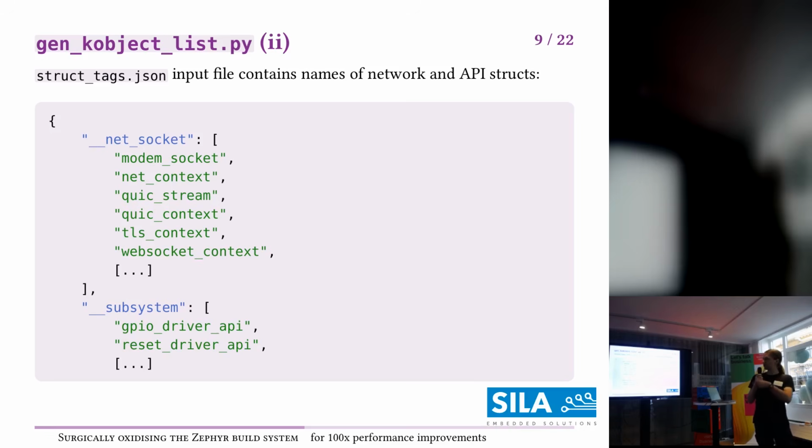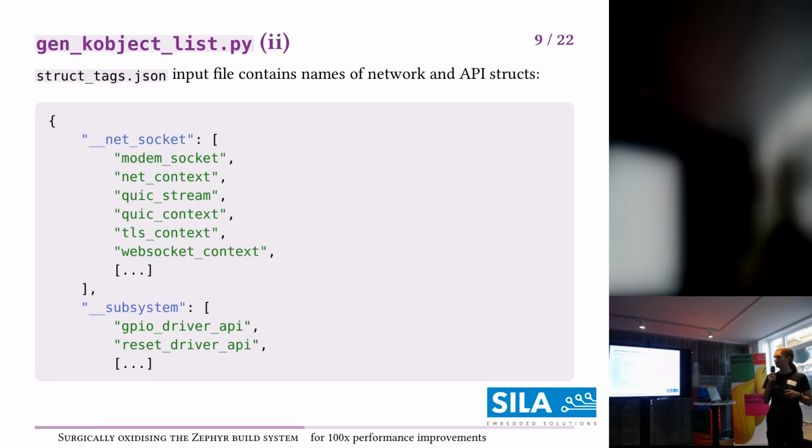So here we can see the net socket, which is anything that looks like a network socket. Of course, those have permissions. Userspace threads aren't allowed to just send anything to network sockets. You can say you're allowed to send to this socket. And the subsystems, so for example, every GPIO device is a separate kernel object. You can say this userspace thread is allowed to access this GPIO device. And that's what the script uses to figure out what a kernel object is.